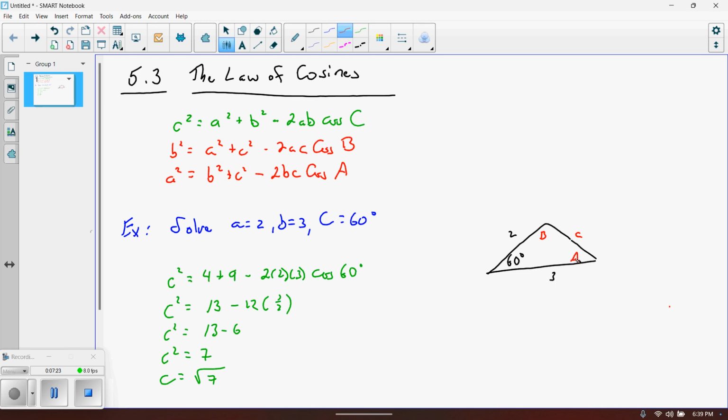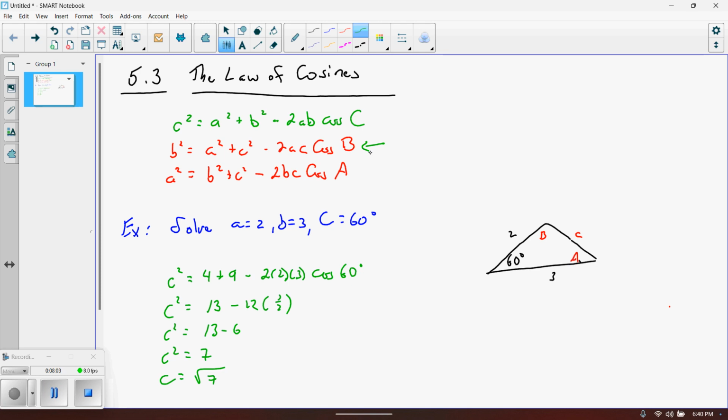And now that I have side C, I can use the fact that I have A, B, and C to solve for the other remaining angles. So for example, if I want to solve for angle B, well, that would be this formula right here, because it's the only one that has angle B in the formula. So you can manipulate the formula to solve for B first if you would like to, and that is completely up to you, or you can just plug all the values in and then solve for B. Personally, that's the way I prefer to do it.